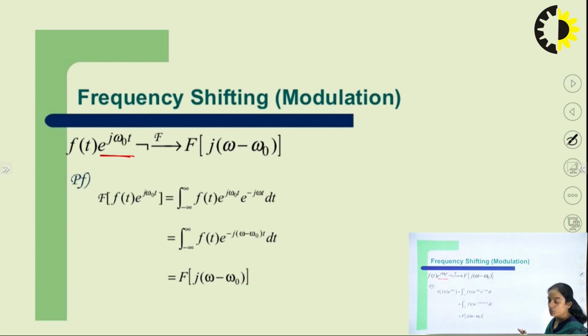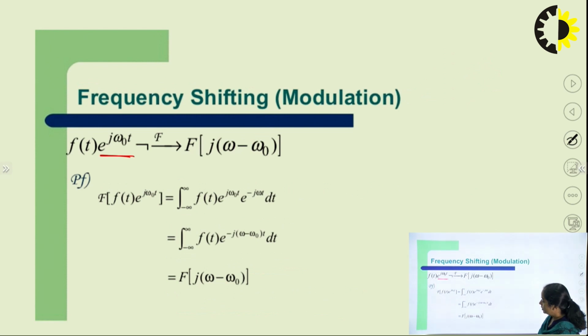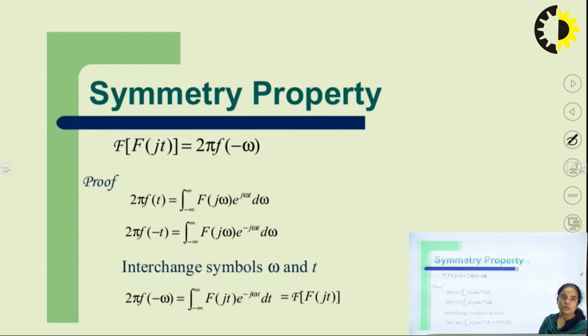Okay, in frequency domain. And prior to this, we had seen that if we shift a function in the time domain by t naught, then in the frequency domain it is multiplied with e to the power minus j omega t naught. Okay, so this is the proof for this also. So integral of f(t) e to the power j omega naught t e to the power minus j omega t dt. So now f(t) e to the power minus j (omega minus omega naught) t dt. So this is nothing but F of j (omega minus omega naught).